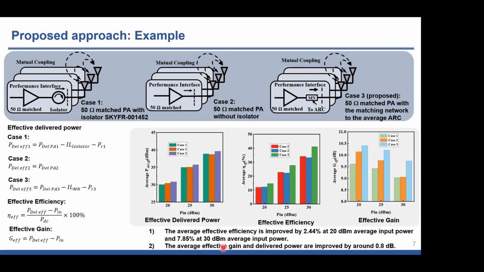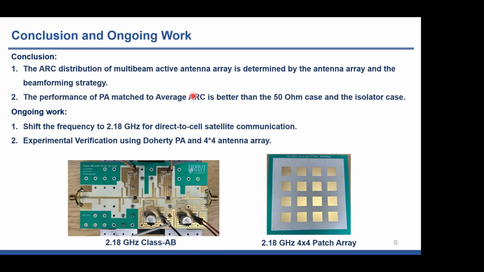And the average effective gain and delivered power are also improved by around 0.8 dB. Okay, so finally we come to our conclusion. The first one is from the ARC distribution analysis, we find that it's more determined by the antenna array itself, which is the S parameter matrix, and the beamforming strategy. So here, which means the maximum beam angle.